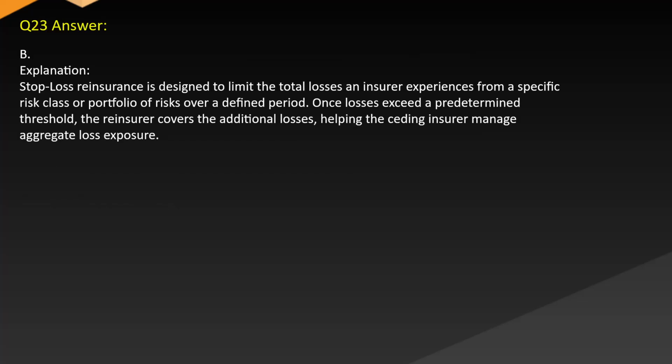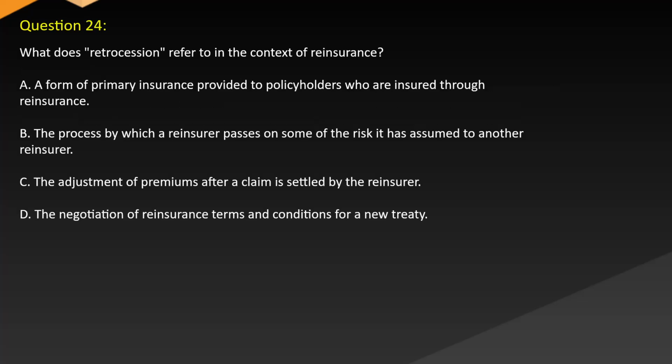Answer B. Explanation. Stop-loss reinsurance is designed to limit the total losses an insurer experiences from a specific risk class or portfolio of risks over a defined period. Once losses exceed a predetermined threshold, the reinsurer covers the additional losses, helping the ceding insurer manage aggregate loss exposure.